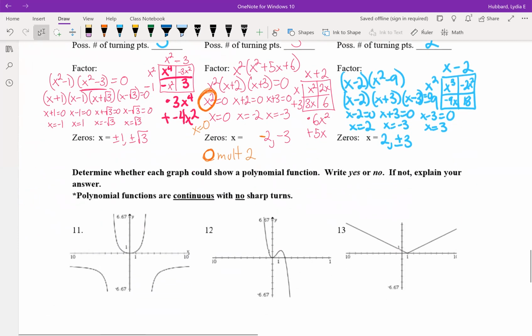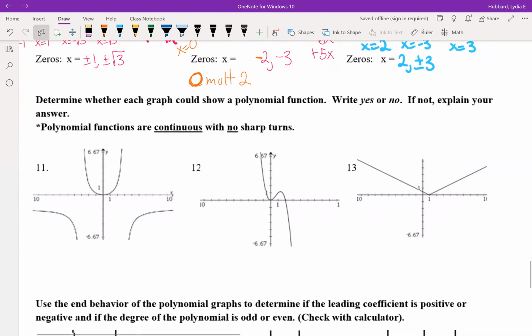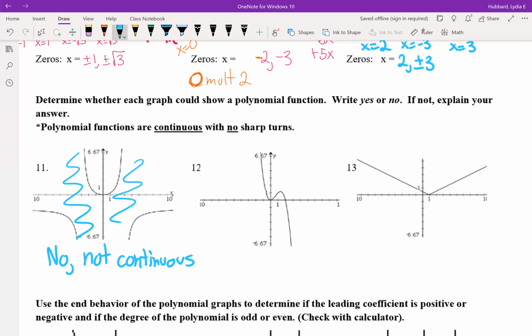So next section, determine whether each graph could show a polynomial function, write yes or no. If not, explain your answer. So polynomial functions are continuous with no sharp turns. So the first one would be no, and the reason it's not is because it's not continuous. Right? The graph has this big blank here and this big blank here. These graphs are not meeting up, and so therefore it's not continuous.